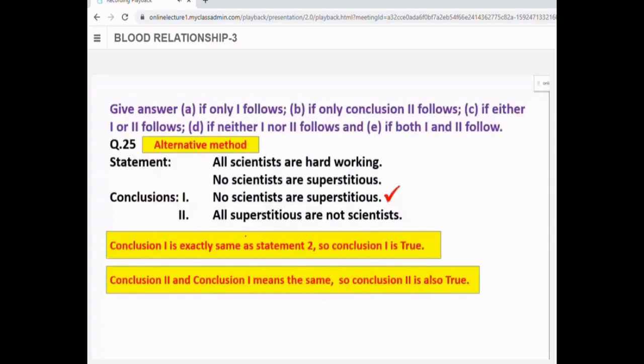What conclusion 1 is saying, no scientists are superstitious: scientists and superstitious are two separate things. The second conclusion is also saying the same, all superstitious are not scientists. Superstitious and scientists are separate. So if the first is true, automatically the second conclusion is true. Nothing else is required. We got the answer. Answer is A. That can be another method. But I don't think such a question will be asked to you.